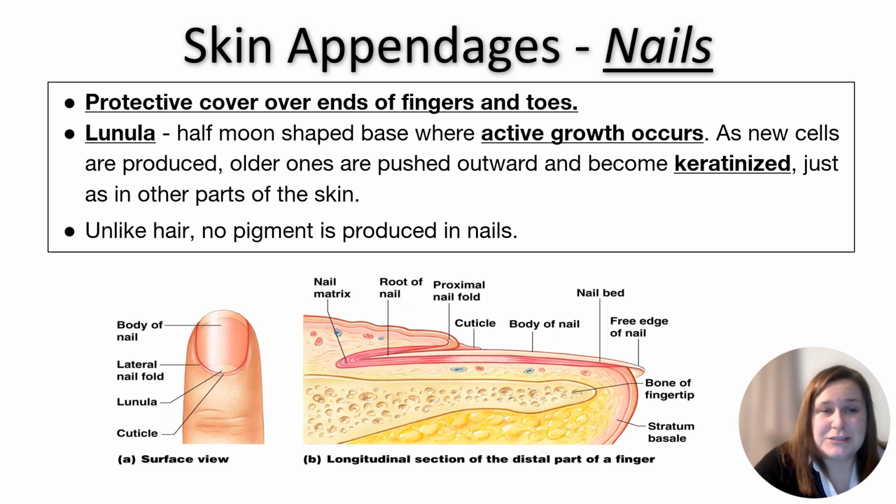So another skin appendage is nails. These are going to be our protective coverings over the ends of fingers and toes. Have you ever noticed this little white spot at the very end of your nail closest to your nail bed? That is the lunula, which is a half moon shaped base. This is where the active growth occurs in the nail. As new cells are produced, older ones are pushed outward and become keratinized, just like the other parts of the skin. Unlike hair, no pigment is produced in nails. Nails are all going to look the same.